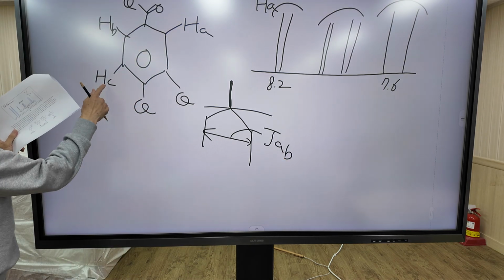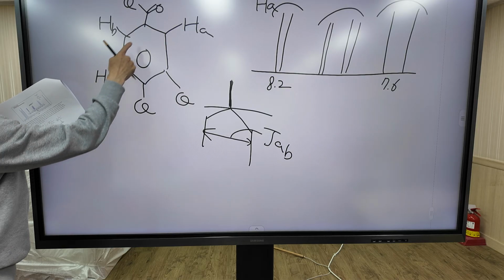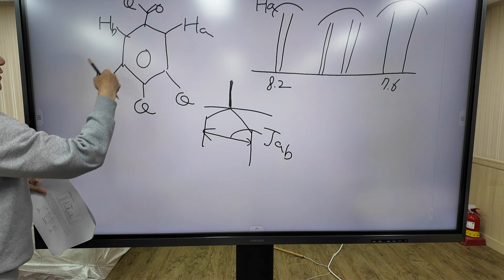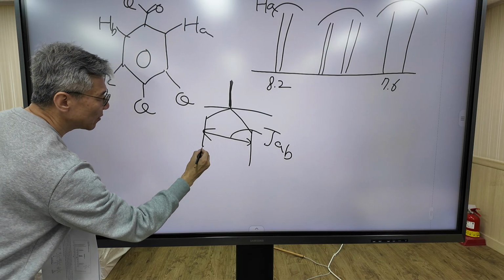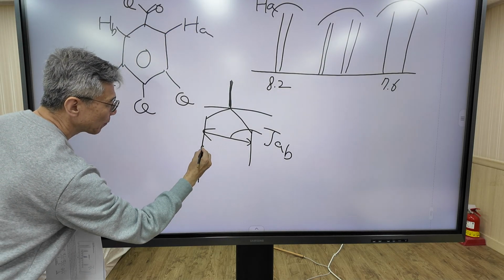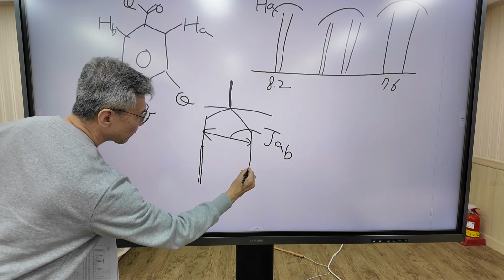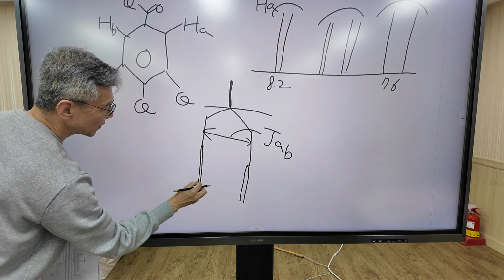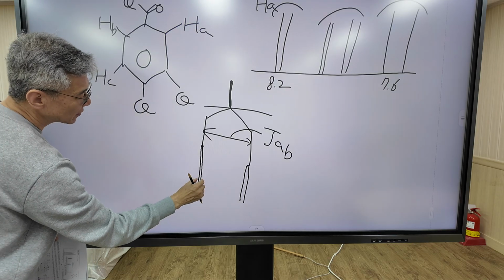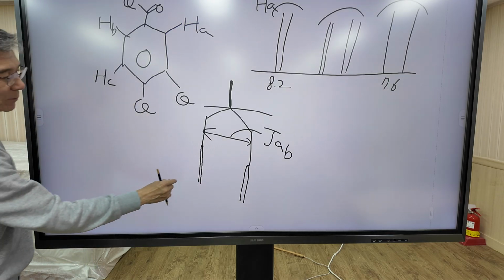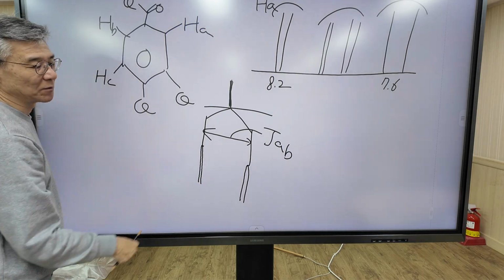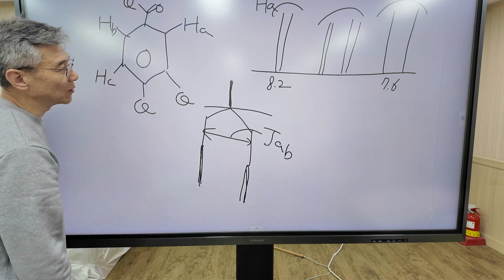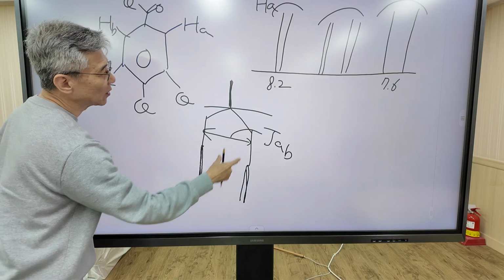Now, the HC proton can be coupled to HA, but the distance between HC and HA is very large, so the coupling is very, very small. The spacing cannot be resolved in our spectrum. It is not shown because it is very small. So we only observe a doublet.